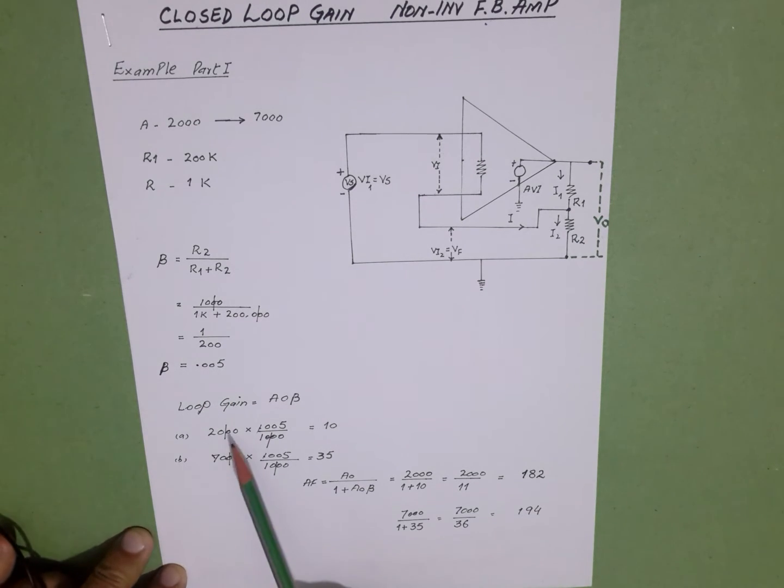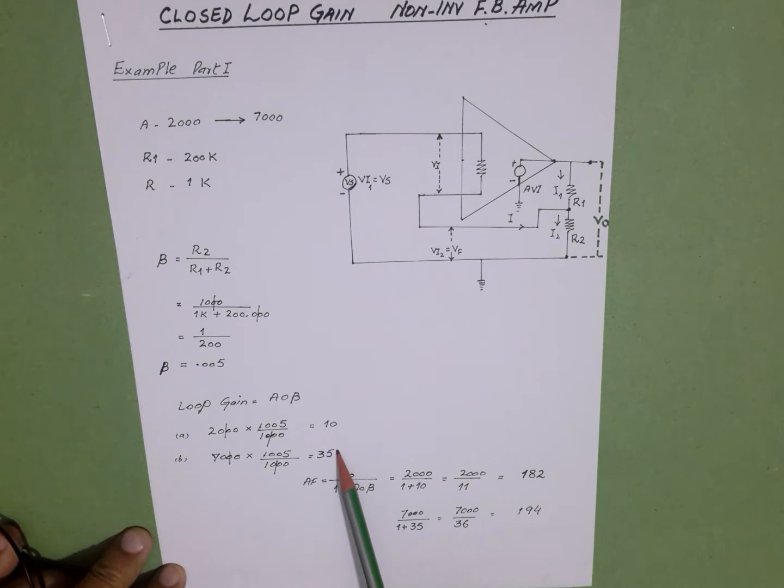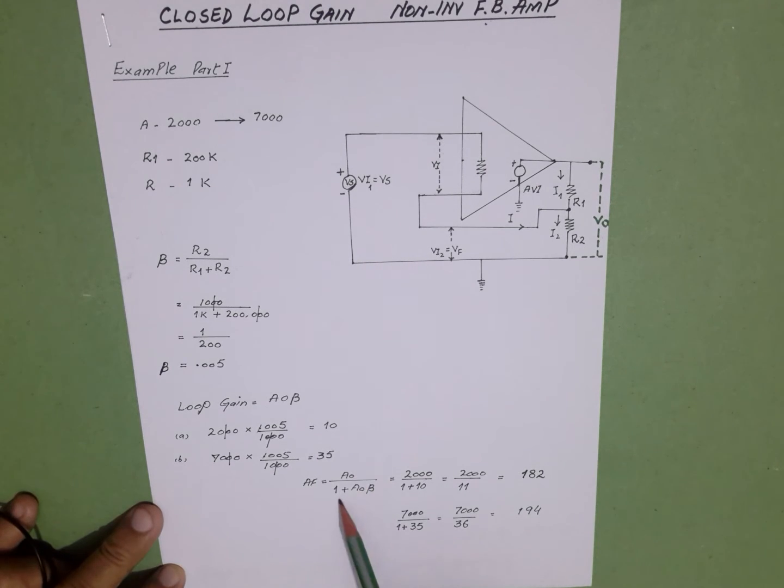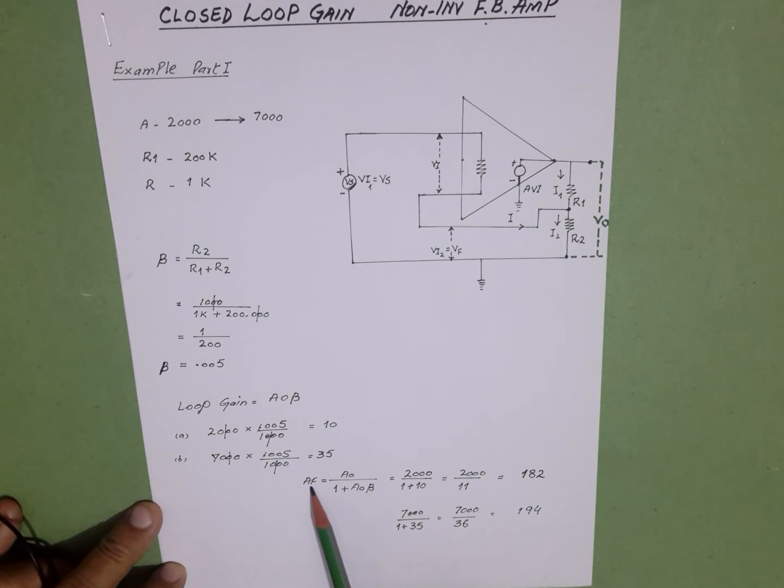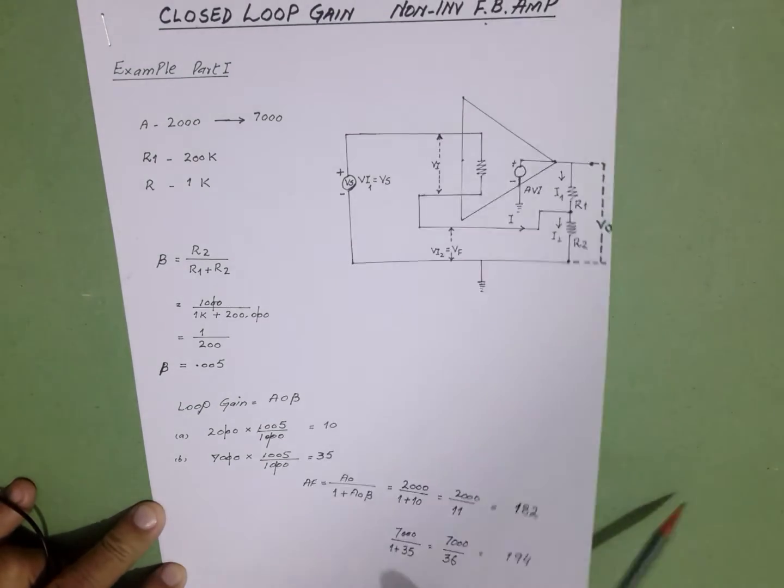Let us now calculate loop gain A naught beta. For 2000 the loop gain is 10. For 7000 the loop gain is 35. Feedback formula is A naught over 1 plus A naught beta. 2000 over 1 plus 10 is 2000 over 11, equal to 182. See that with feedback the 2000 gain has been reduced to 182. For 7000, 1 plus 35, because the loop gain is 35, 7000 over 36 is 194.